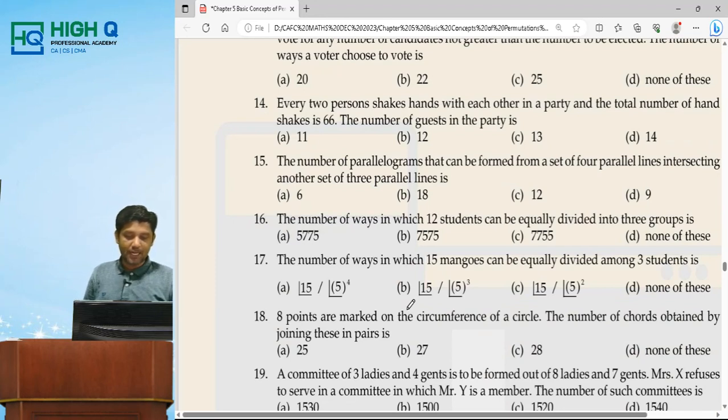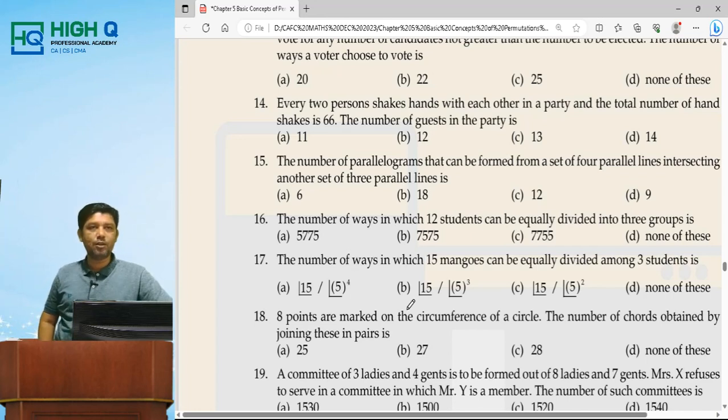The number of parallelograms that can be formed, parallel lines intersecting each other, 18 is coming, my dear. Is the answer 4C2 into 3C2? His answer is 4C2 into 3C2. 4 horizontal lines, 3 vertical lines. 4C2 into 3C2. 18 I am getting. I hope you all got the answer.